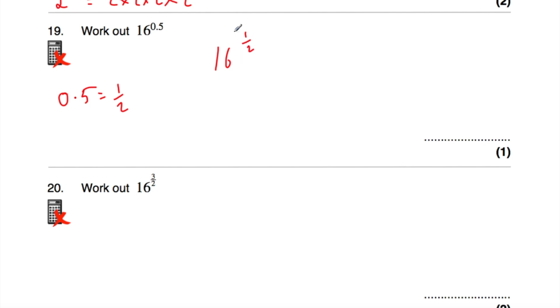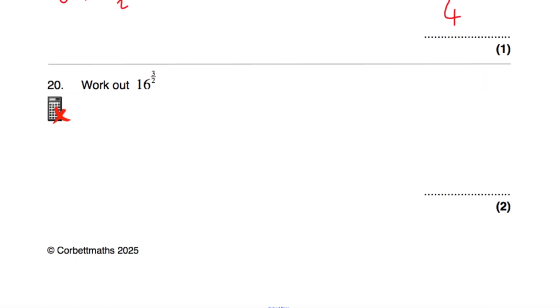We don't need to do any other powers because the numerator is 1, so we just do to the power of 1, which would just be the square root answer. So we're just going to work out the square root of 16, and the square root of 16 is equal to 4. So 16 to the power of a half is equal to 4. That means 16 to the power of 0.5 is equal to 4. And that's it.